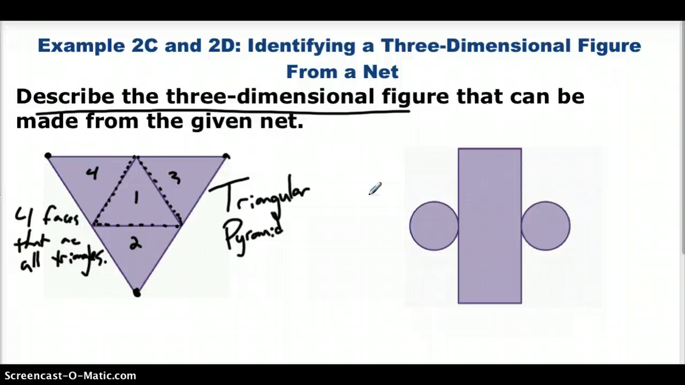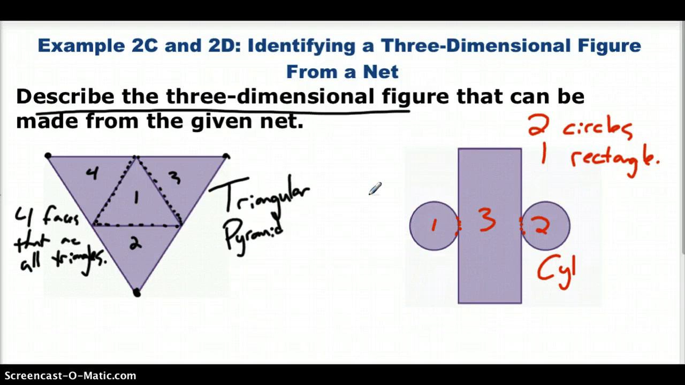Now let's look at this very last figure. It looks like I've got two circles here, which I'll call circle 1 and circle 2, and then a rectangle. If we fold along the edges where they're connected, I could wrap rectangle 3 around circle 2, and then 1 could go right on top. So it'd be two circular bases opposite of each other, with a curved surface that connects those bases. So to me, this is going to be a cylinder.